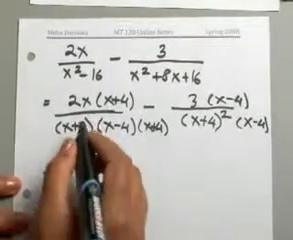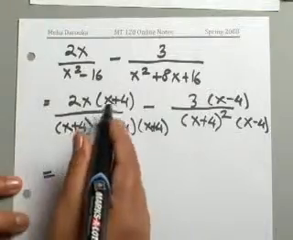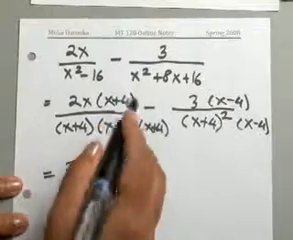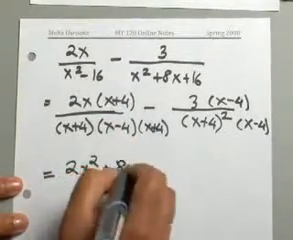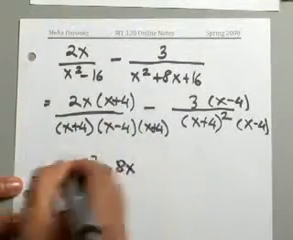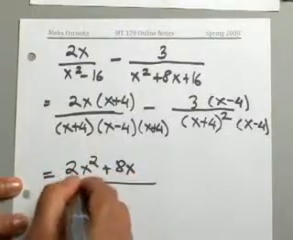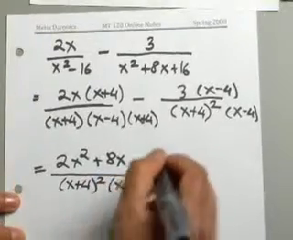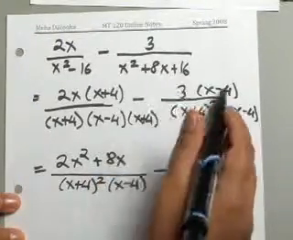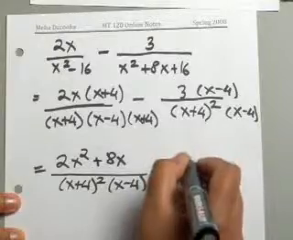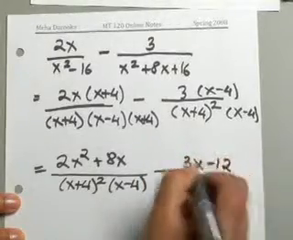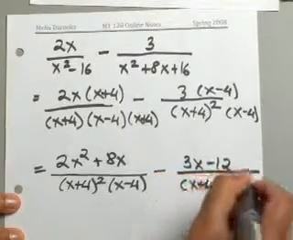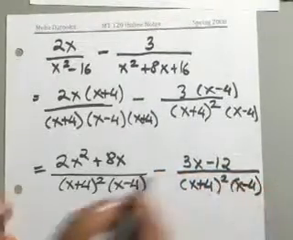You have 2x times x, which will give you 2x squared. Then you have 2x times 4, which will be 8x. And then your denominator will be x plus 4 quantity squared x minus 4. On the other side, you multiply the 3 with x minus 4, and that gives you 3x minus 12. And again, the whole thing over x plus 4 squared times x minus 4.